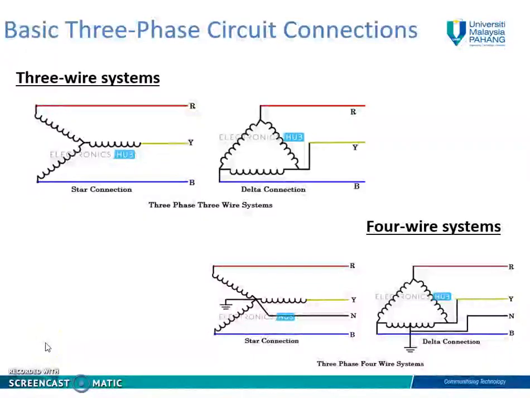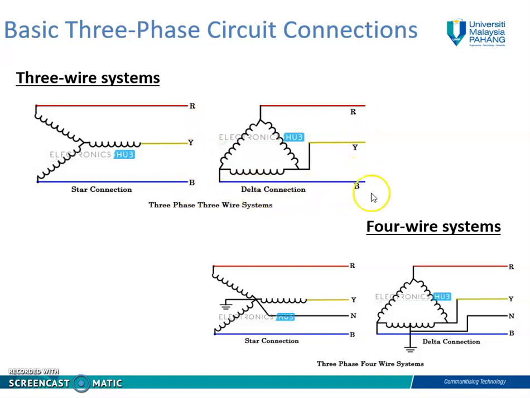Next, we move to basic three-phase circuit connection. Okay, there are two types of three-phase system, the first one is the 3-wire system and the second one is the 4-wire system. For each type of wire system, it has two types of connection, which are Y and delta connection. So for the first one, we look at the 3-wire system. Notice that we have 3 wires in the system. We have red, yellow, and blue. Okay, same goes for delta connection.